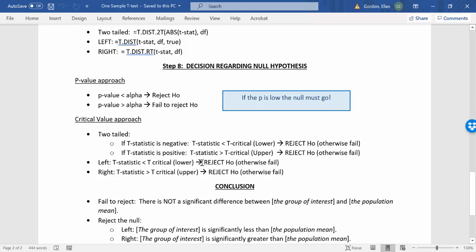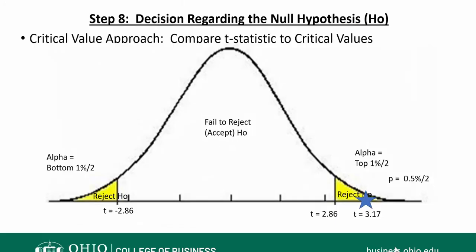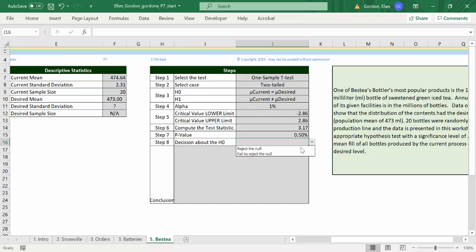We can also use the critical value approach to determine if we're going to reject or fail to reject. For that approach, we compare our test statistic, our t-statistic, to the critical value. Our critical value was 2.86, and our test statistic was 3.17. You can see that our test statistic falls farther out on the tail in comparison to the critical value, so it falls in the rejection region. That means we'll reject the null hypothesis. So we'll indicate that we are going to reject the null hypothesis.